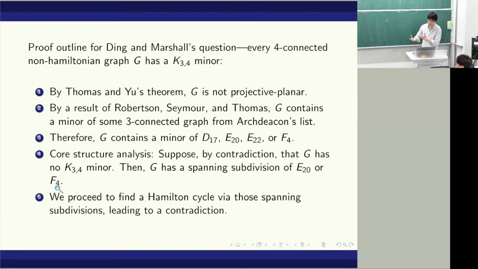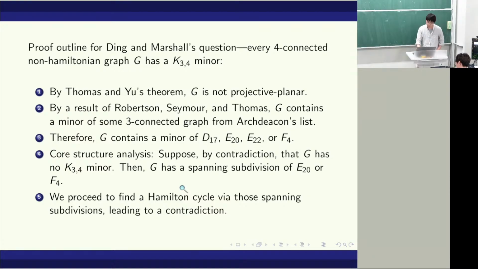So we need to do a lot of case analysis to reach this conclusion. But once we have this conclusion, it is much better, because if we know such a spanning subdivision, and our goal is to reach the contradiction that this graph G has a Hamilton cycle, this spanning subdivision will be very helpful. And it is interesting to note that in this step 4, we do not need to consider anything about Hamiltonicity.